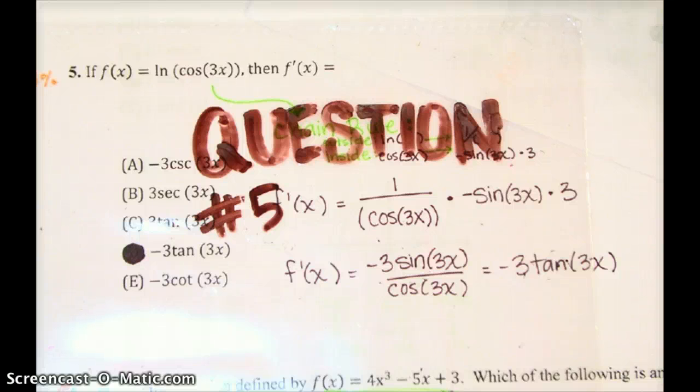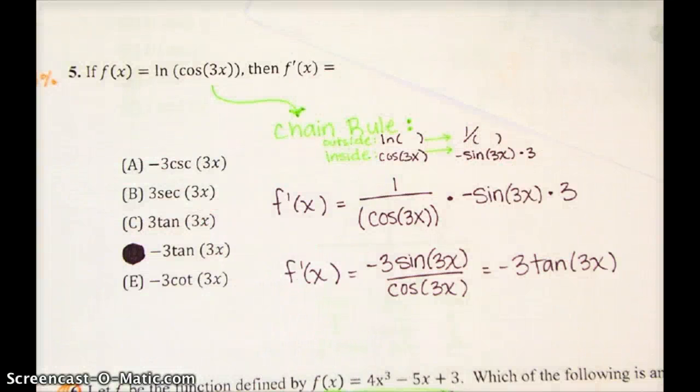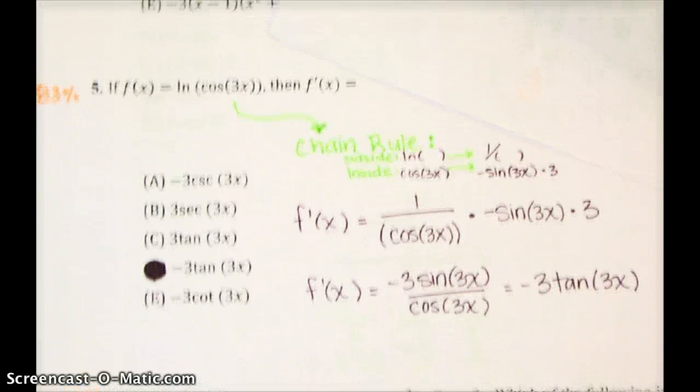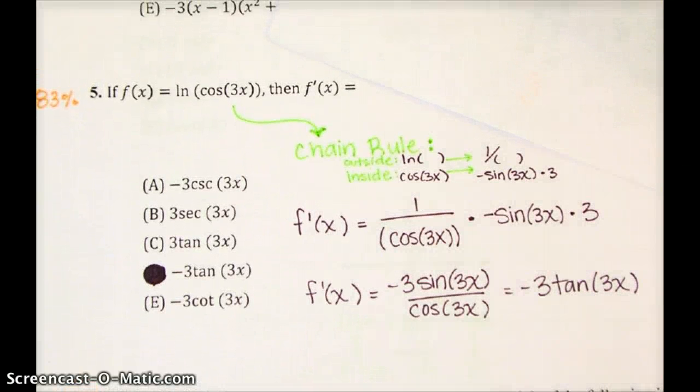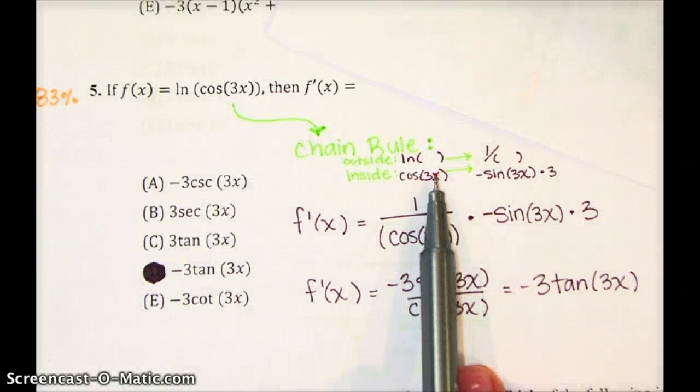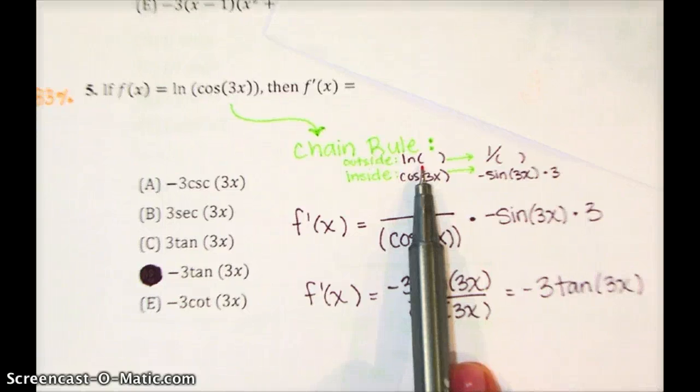All right, question number 5 was short and sweet. 83% of you got it right. This was just a basic chain rule question. I really am into this chain rule strategy where I use parentheses with the outside function. So if you haven't yet converted to doing this, do it now.